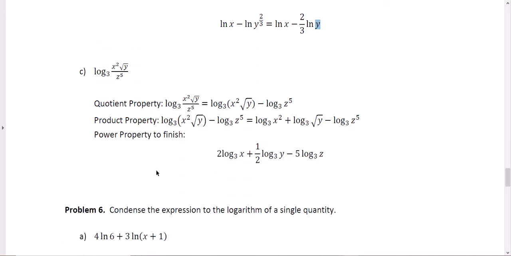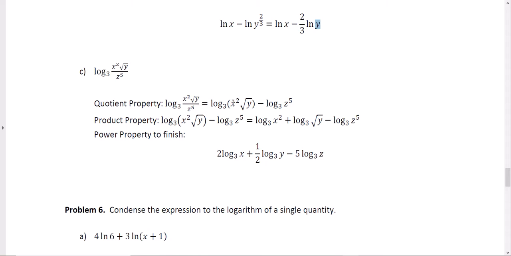After we finish this problem C, I'm going to tell you cheater's rules. Here we go. Log base 3 of x squared, square root of y, all over z to the fifth. When I look inside the logarithm, inside the argument, the overwhelming operation is this division. I see a fraction. So I'm going to use the quotient property first. And it's always log, same base, so in this case log base 3. Log base 3 of the numerator minus log base 3 of the denominator. Each one gets a log.